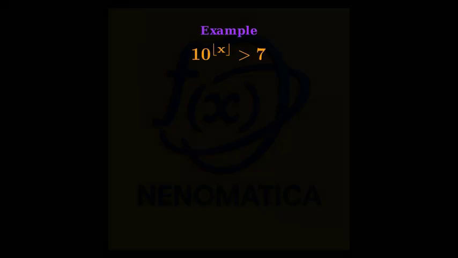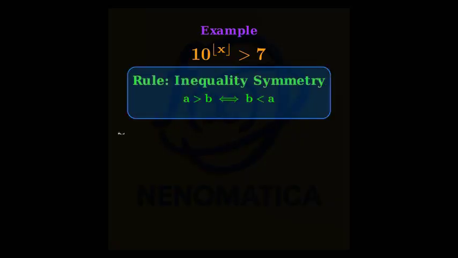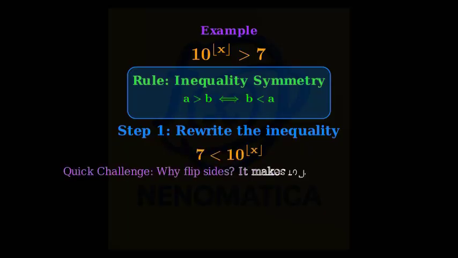We will solve the inequality 10 to the floor of x is greater than 7. First, show the word example and the problem in orange. Step 1. Use inequality symmetry to rewrite with 7 on the left. Show the rule. Then show the rewritten inequality, 7 less than 10 to the floor of x.